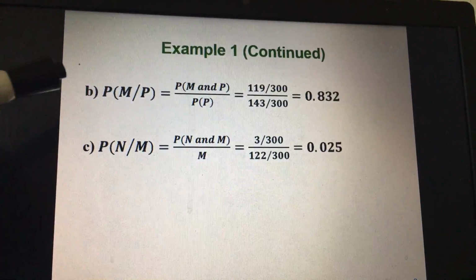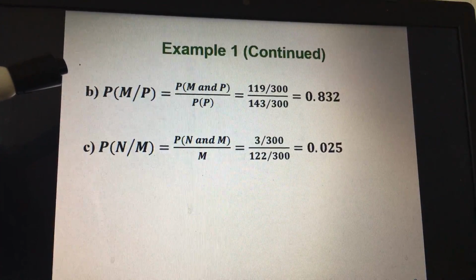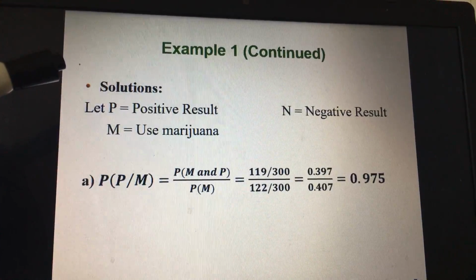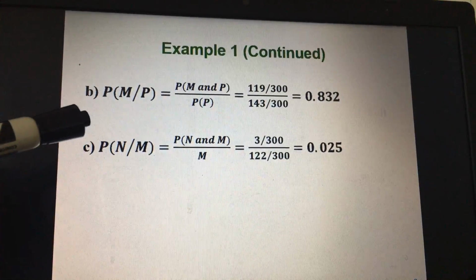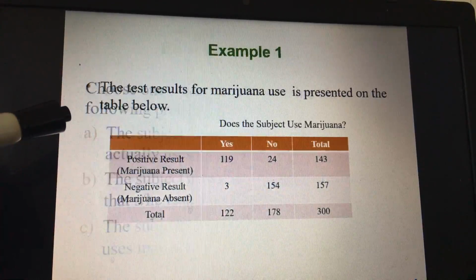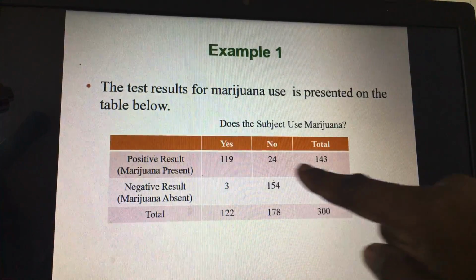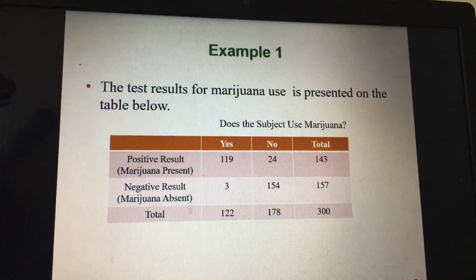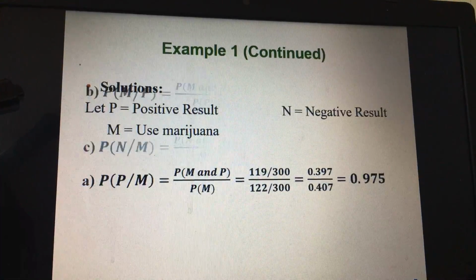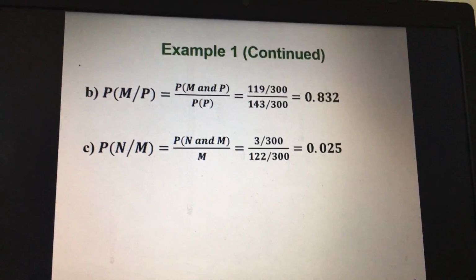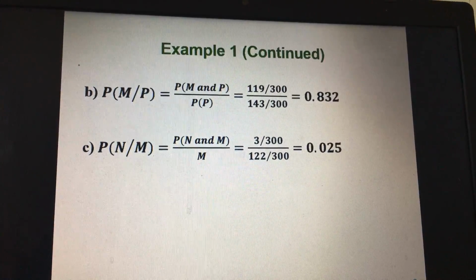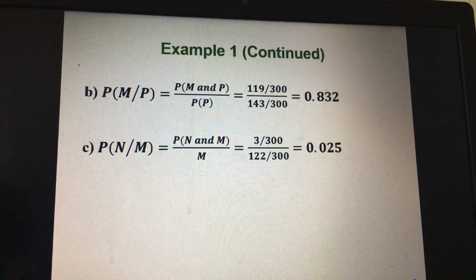But at the end, the condition is different. The probability of positive results. This is positive results right here, which is 143 out of 300. So you put this on the calculator and you get the result. You put it the same way I put the other one. Let me put it again so you can see.